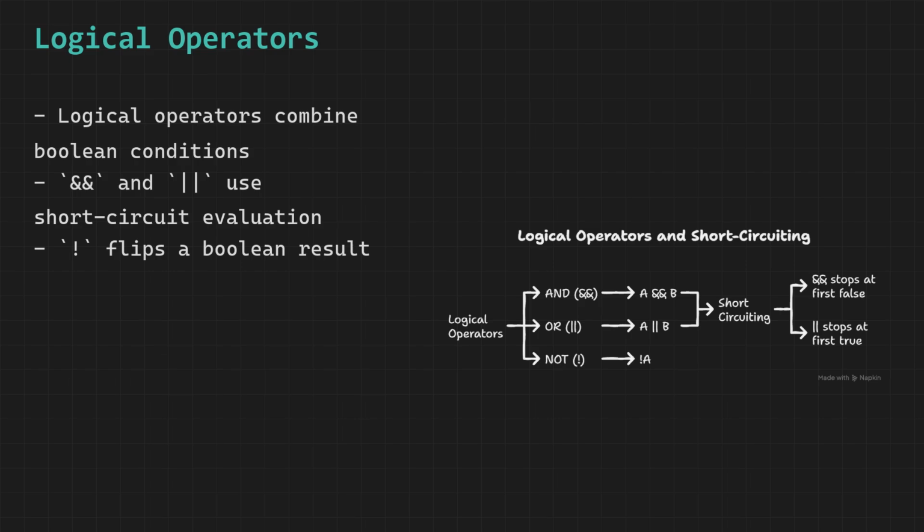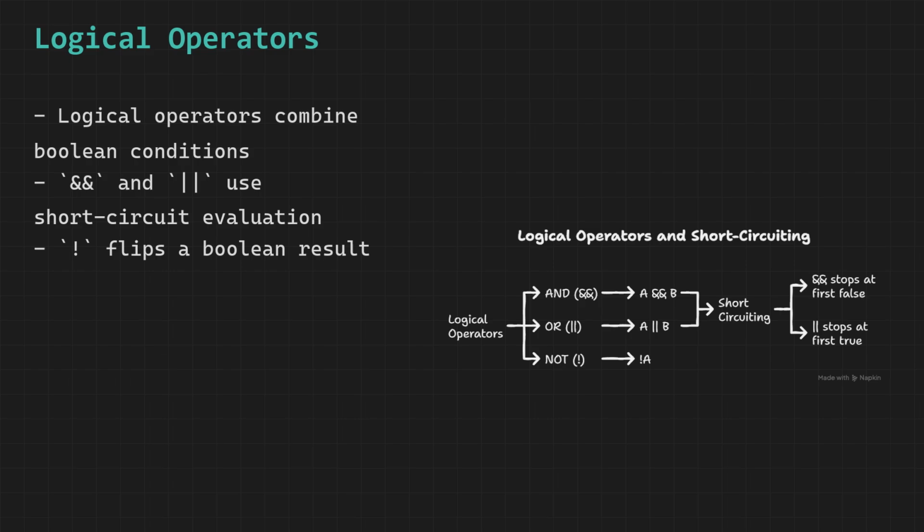&& returns true only if both conditions are true. If the first condition is false, the result can never be true regardless of the second condition, so Java does not even evaluate the second condition. This is called short-circuit evaluation. It is a powerful feature. You can write if obj != null && obj.getValue() > 0 and Java will safely skip obj.getValue() if obj is null, preventing a null pointer exception.